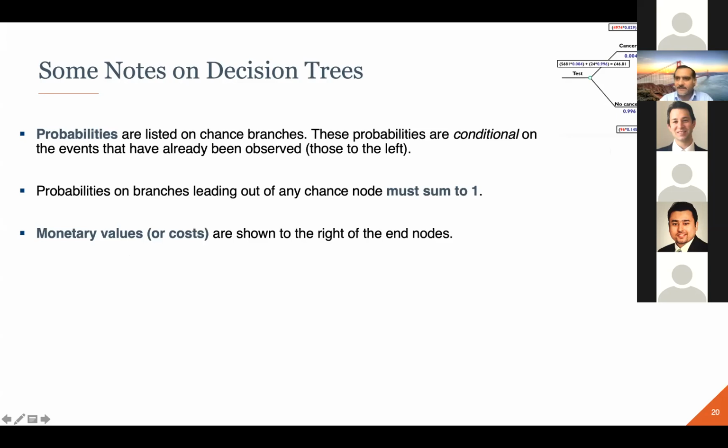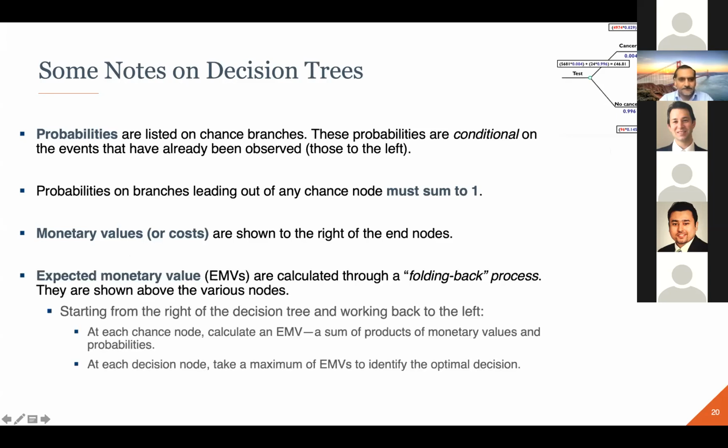The costs are shown in the endpoints. These are the costs. And the folding back process means the way I was calculating: first you calculate the expected value on this right arm, and then come from right to left in the calculation of expected value. And that's what is called the folding back process.